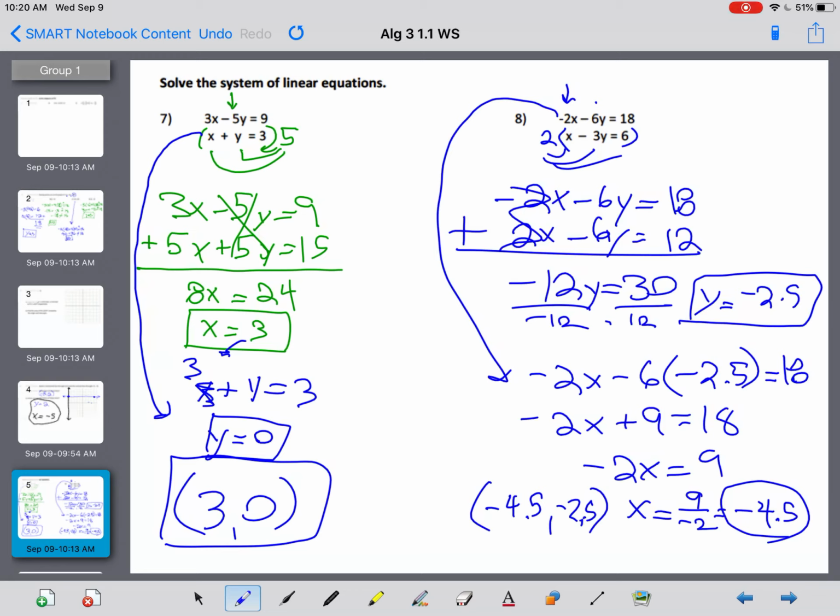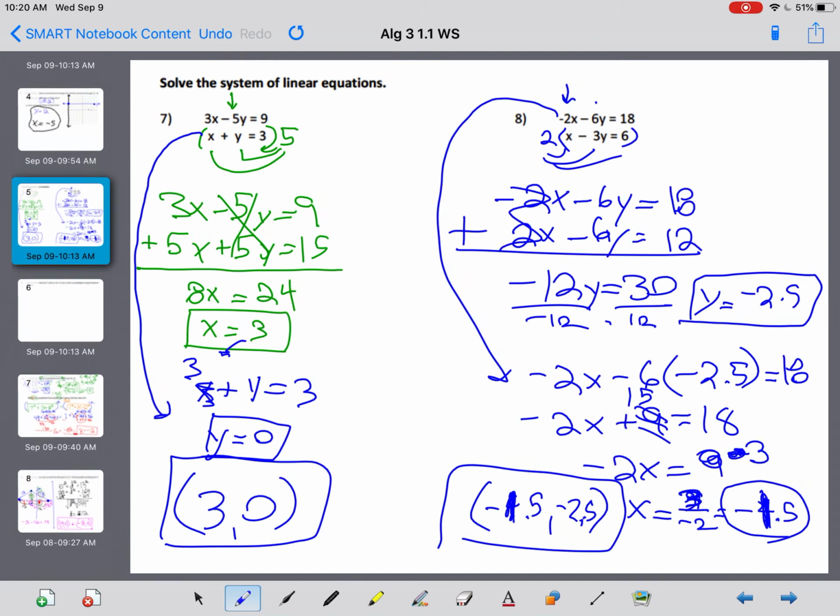So let me just double check here. I got negative 2x, negative 6 times my y, which is that. Oh, this is not 9. That is actually 15. So this is negative 3, this is 3. So this is 3. So this is 1.5. Sorry about that. So again, a little bit of a hiccup there, but all good here.